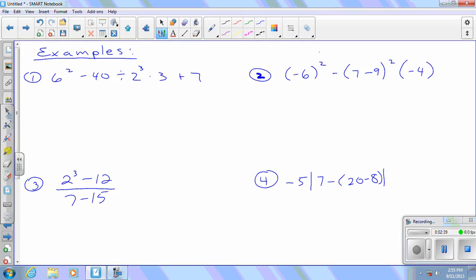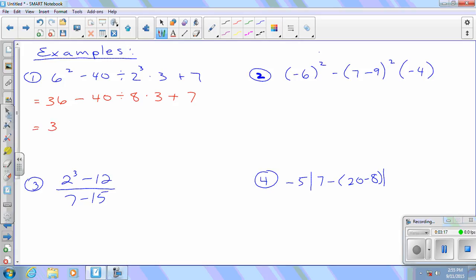And we have a 6 squared, which gives us a 36. For subtracting, which happens later, we've got dividing, which happens before subtracting. But the next thing here is that 2 cubed. So let's just write down what we've got. 36 minus 40 divided by 2 cubed, which will be 8, times 3 plus 7. So we've taken care of the exponents. So now let's do any dividing and multiplying in order from left to right. So we can ignore that subtraction piece and the addition piece for now and go into the dividing and multiplying.